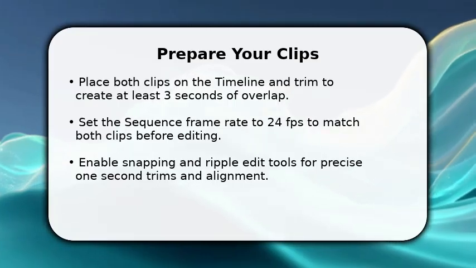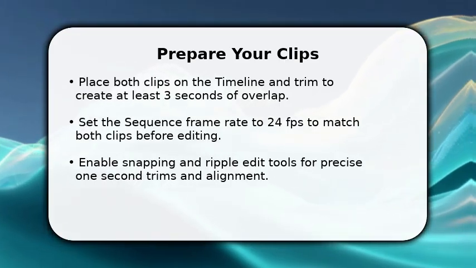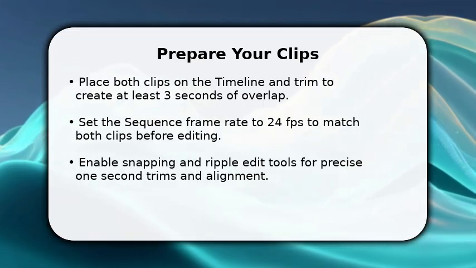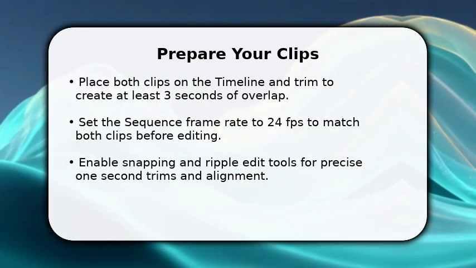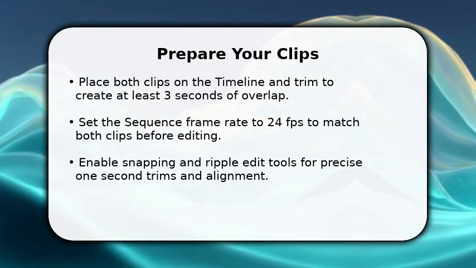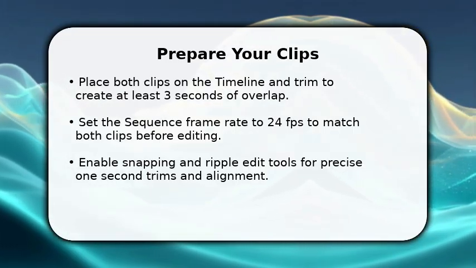First, place both clips on the timeline and trim to create at least 3 seconds of overlap. Check the sequence frame rate and set it to 24 FPS to match both clips before you edit. Turn on snapping and enable ripple edit for faster adjustments with 1-second trims. Zoom into the timeline to inspect frames and confirm the overlap point.